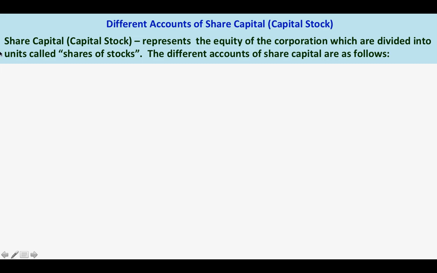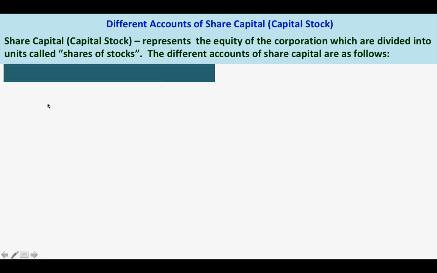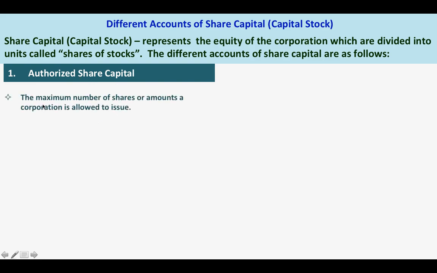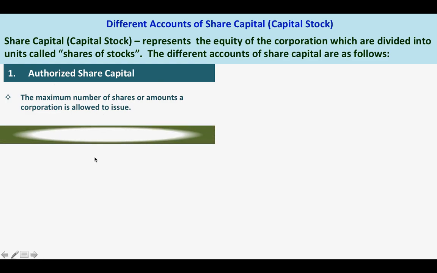So meaning share capital is a broader term. The specific terms that fall under share capital are, first, authorized share capital. This is the maximum number of shares or amounts a corporation is allowed to issue. So this is the maximum number of shares the corporation is allowed to issue. That is authorized share capital.